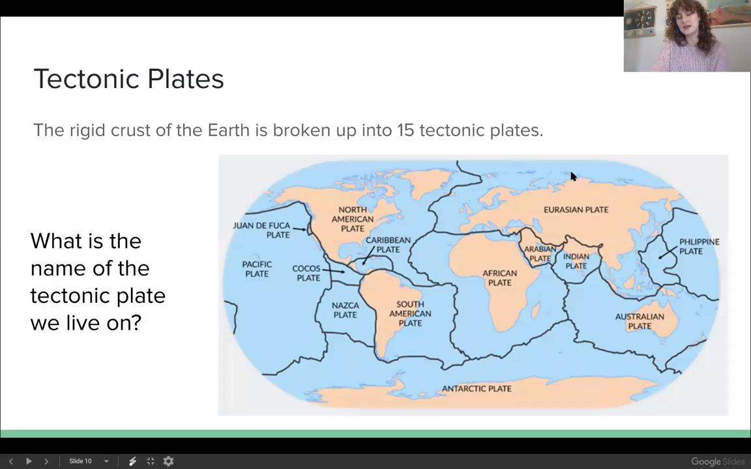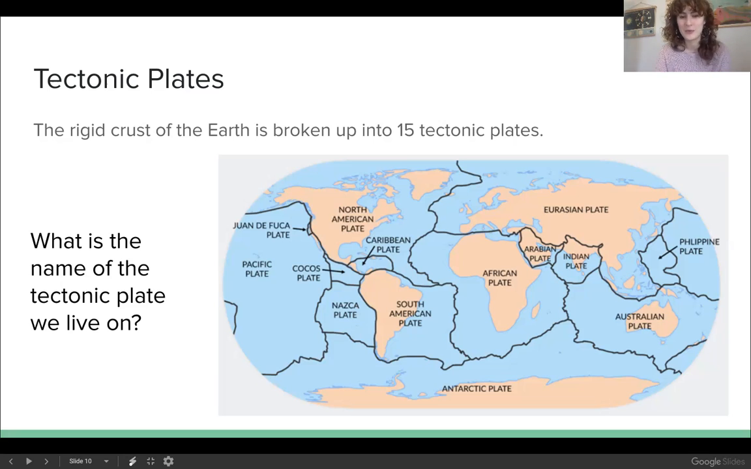There are some big plates like the Eurasian plate, and the African plate, and the Antarctic plate, the North and South American, the Australian, and the Pacific. So there's some big plates, and then there's some small plates, some minor plates. And that would be like the Cocos and Caribbean and Nazca and Arabian and Indian. So in total, there are 15 tectonic plates.